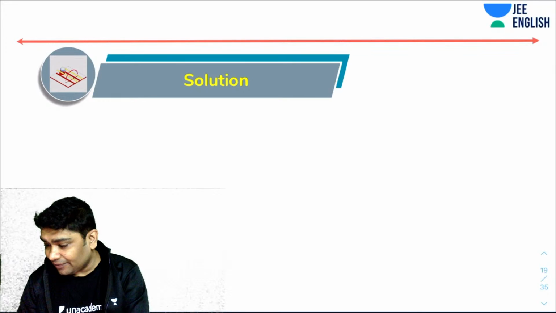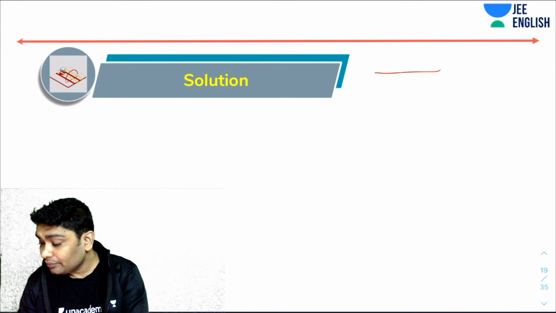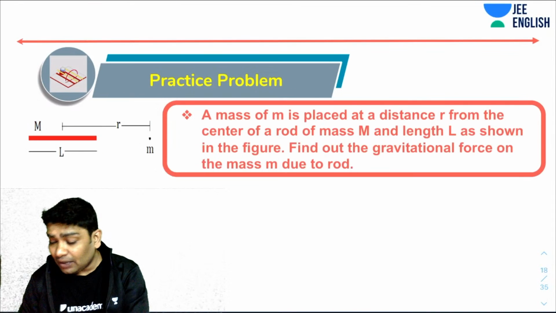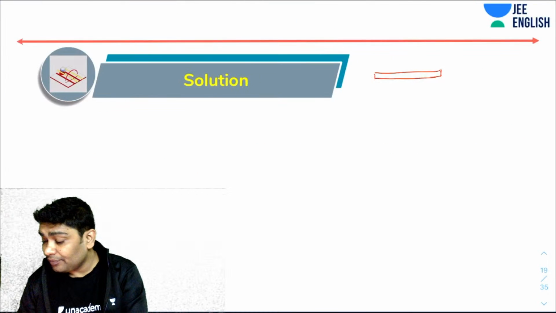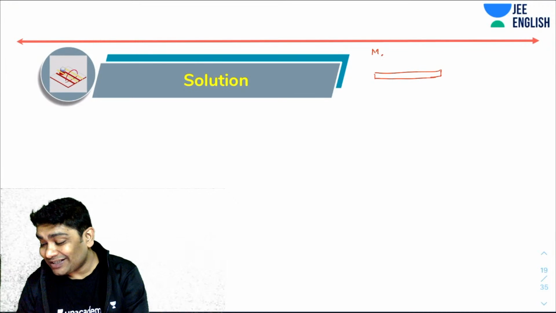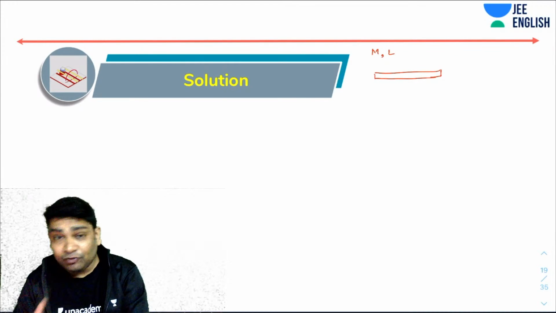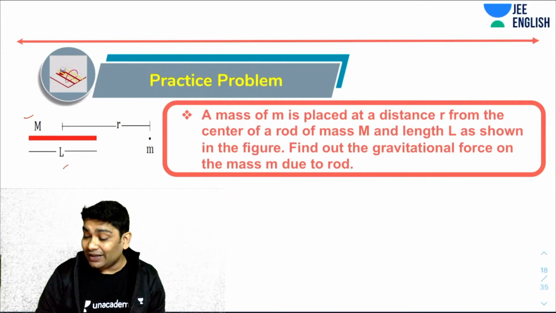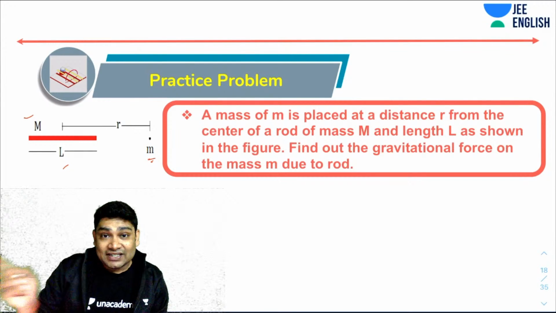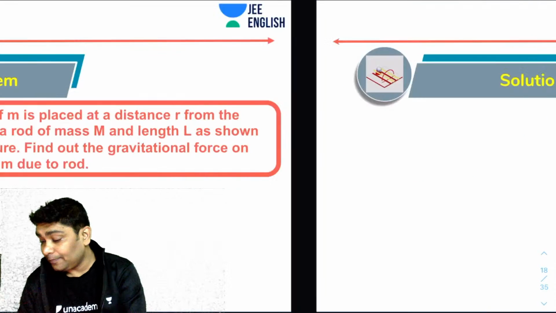What does the question say? The question says there is a rod. Let's imagine a rod like this, having a mass of capital M and a length of capital L. I have to find the force experienced by this small m, which is kept at a distance r from the center of the rod.